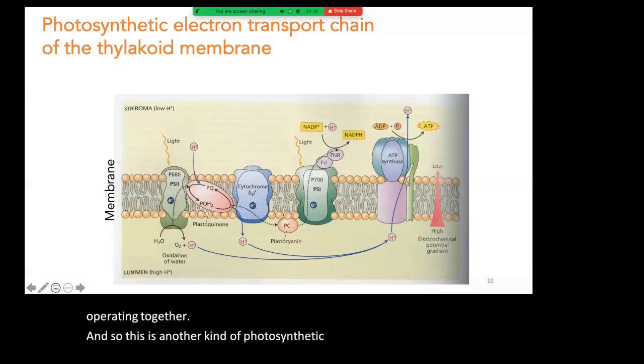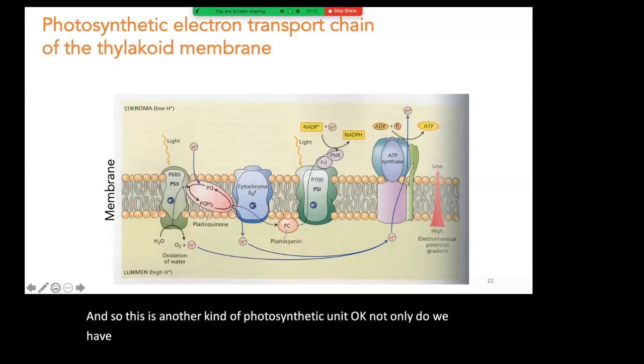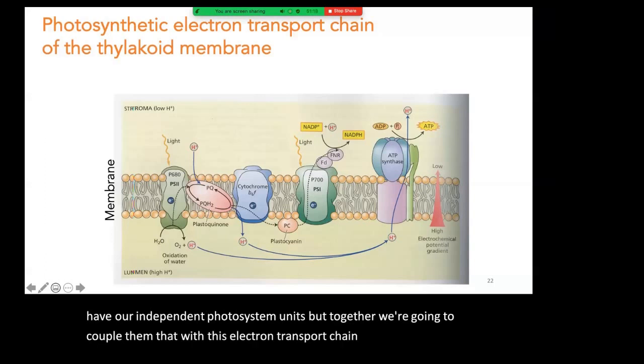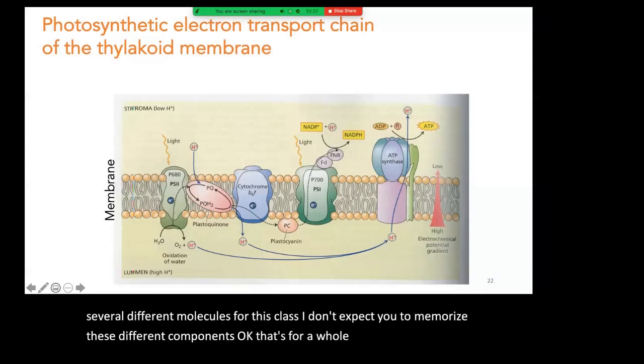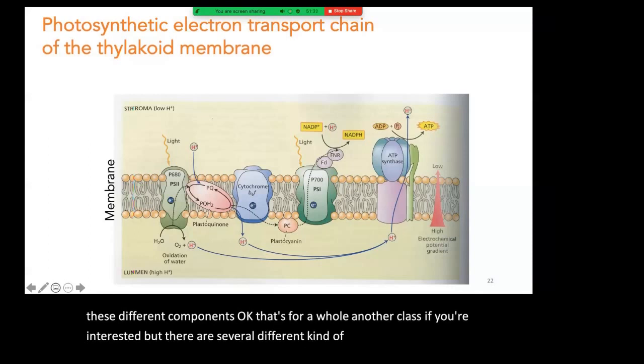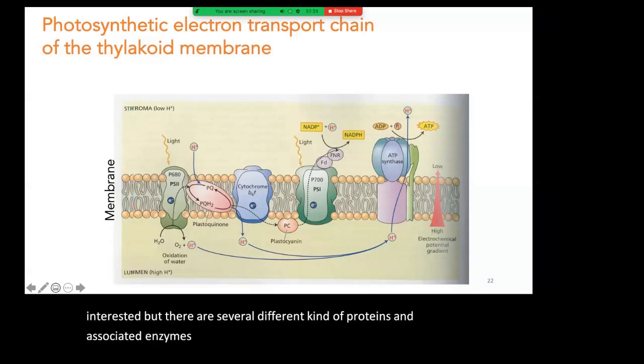Not only do we have our independent photosystem units, but together we're going to couple that with this electron transport chain, which consists of several different molecules. For this class, I don't expect you to memorize these different components, okay? That's for a whole other class if you're interested. But there are several different proteins and associated enzymes that we're going to be linking together into this electron transport chain.